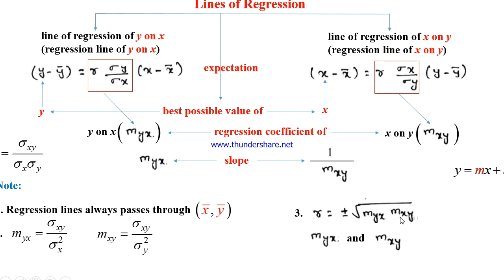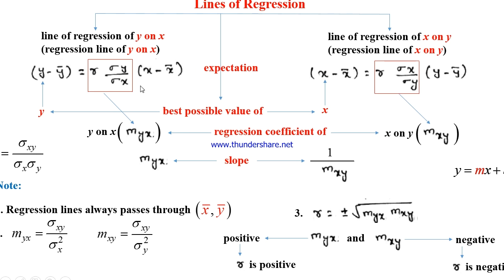Now if myx and mxy carry positive sign, then r is also positive. If myx and mxy carry negative sign, then r is also negative. Okay, so this is fine. If we are thorough with these 6 points, you can handle any problem under the heading lines of regression.